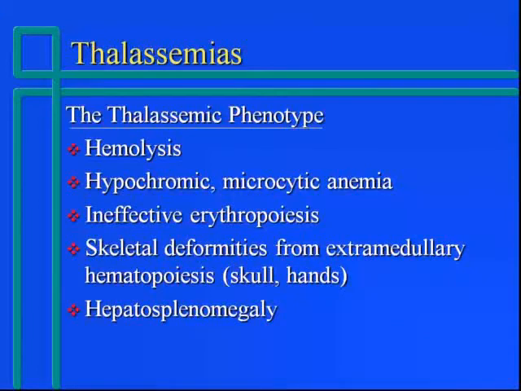There's the thalassemic phenotype for patients who have a severe form of thalassemia. They have brisk hemolysis, a hypochromic microcytic anemia, and ineffective erythropoiesis. They can develop skeletal deformities from extramedullary hematopoiesis, in particular of the skull and the hands, and they often have hepatosplenomegaly.